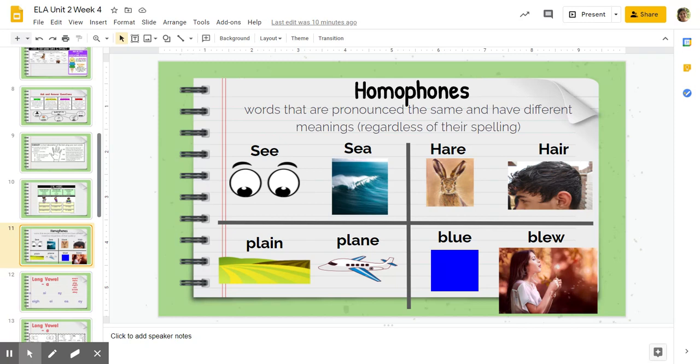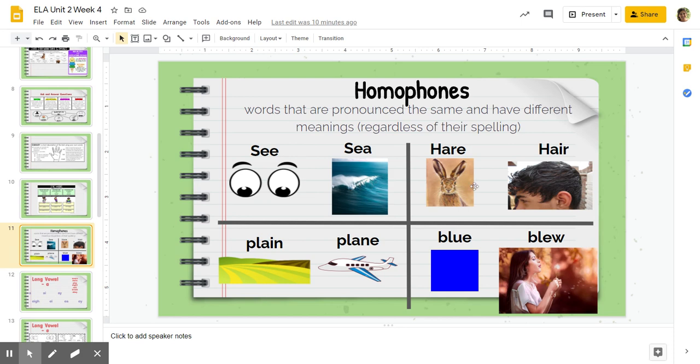So homophones are words that sound the same, but they have different meanings and usually different spellings. Here's my first example, we have see and sea. If you see S-E-E, that means you see with your eyes. If you have S-E-A, that means like the ocean, the open sea.